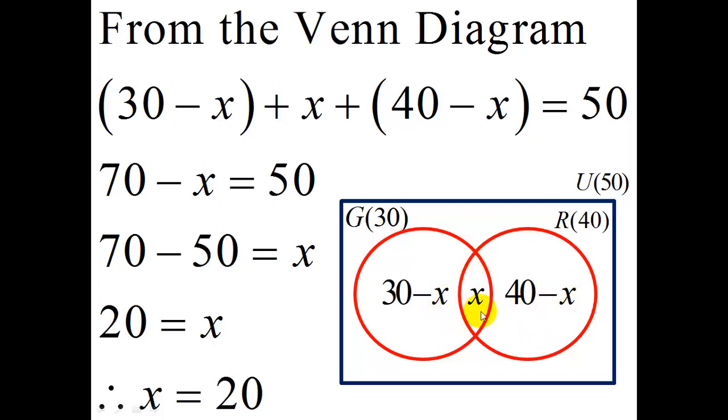But from the question, you were asked to find the number of traders who sell both Gary and rice. The number of traders who sell both Gary and rice is X, and X is equal to 20.